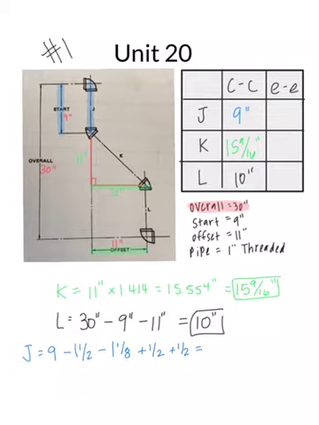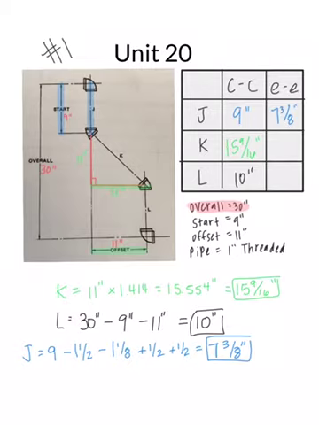9 minus 1.5 minus 1 1/8 plus 1/2 plus 1/2 equals 7 3/8. So when I make my cut of my threaded pipe, I'm going to actually cut it to be a 7 3/8 pipe instead of a 9-inch pipe.